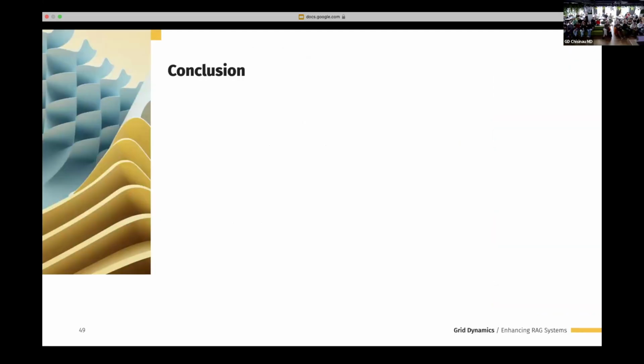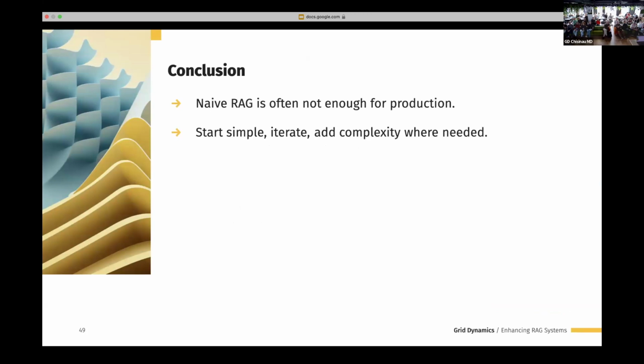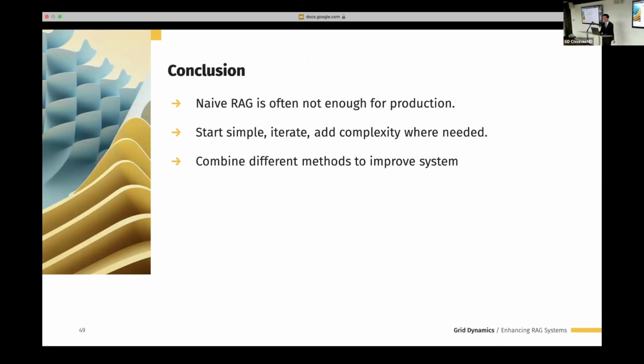And in conclusion, naive RAG is often not useful. It's not good for production. But what you can do is start from the beginning and iterate through it, so you can try to improve it. And the best part is that all these methods can be used together, so we can combine them to improve our system.